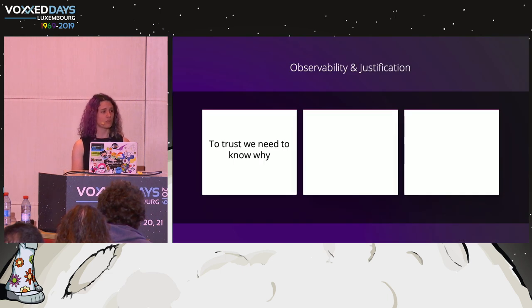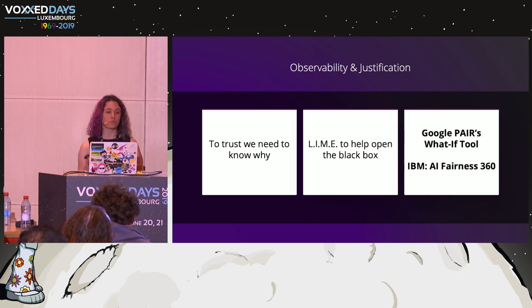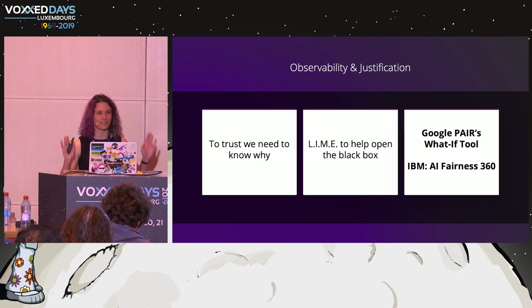So to summarize, in order to trust, we need to understand why. Why does the thing seem to work? LIME is a tool that's really powerful to help us to open the black box. And also Google PAIR's What-If tool and IBM's AI Fairness 360 have some implementations of LIME and a few other mechanisms, so that's a pretty cool one to check out as well. I'm not sponsored by either of those companies.